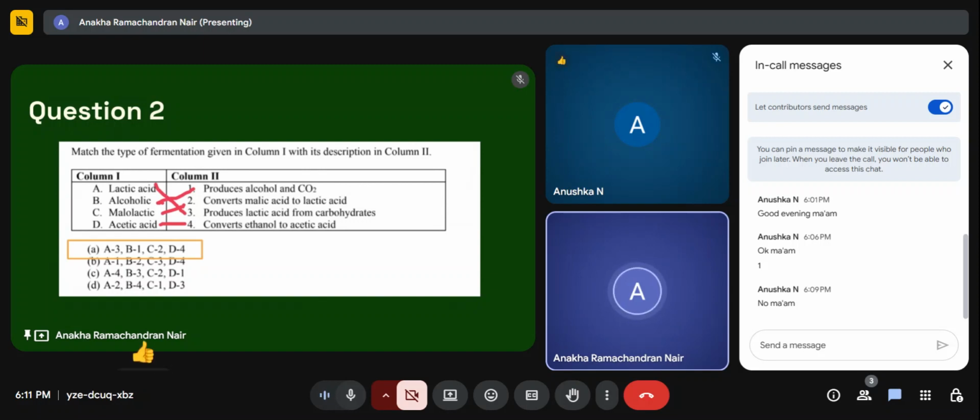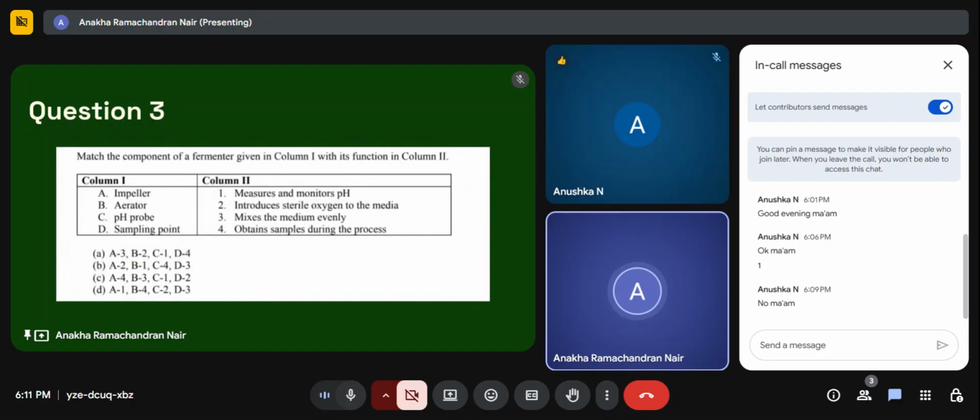Do you have a doubt in this question? All right, so let's move on to question number 3, which is again a match the following type of question. We have components of a fermenter in column 1 and its function in column 2. In column 1 you have impeller, aerator, pH probe and sampling point, and in column 2 you have measures and monitors pH, introduces sterile oxygen to the media, mixes the medium evenly, and obtains sample during the process.